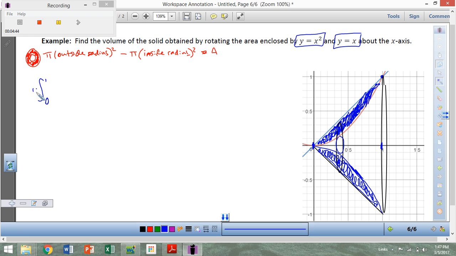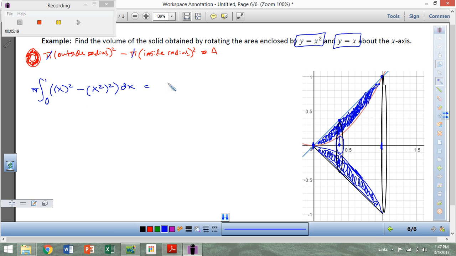I'm going to take the pi out front, so that takes care of the pi for both of these in doing so. So I just need outside radius squared. Well, my outside radius, I would go from 0 up to the top function, which is y equals x. So I'm going to have x squared minus, I'm going to subtract away the inside radius squared. The inside radius squared would just be from 0 up to y equals x squared. So I would have x squared squared dx.